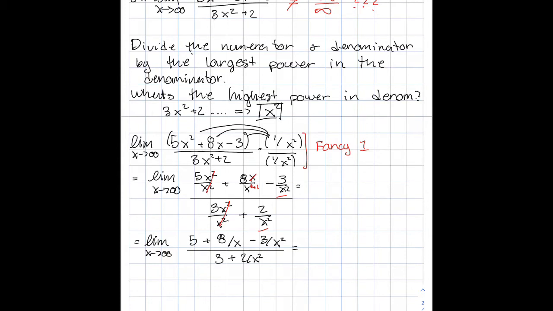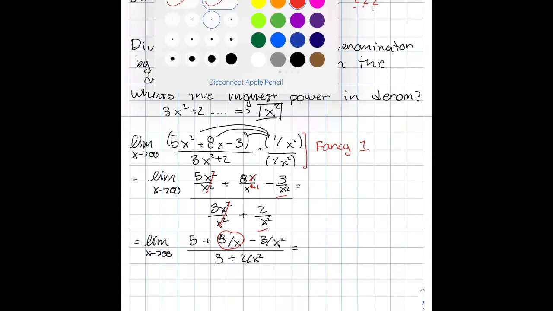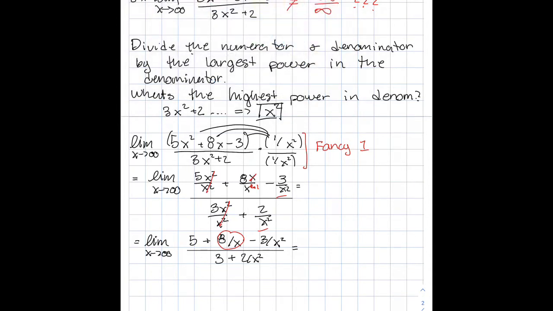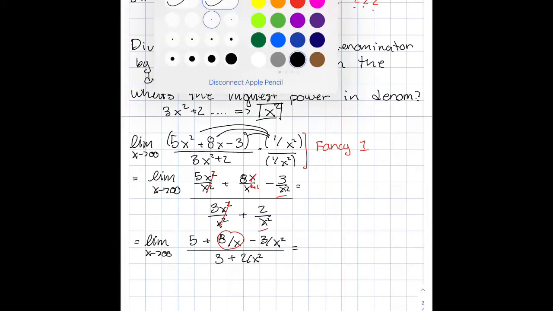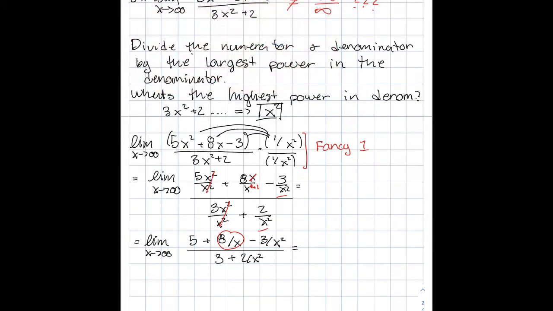I'm doing air quotes, you can't tell, but we know that as x goes to infinity, the limit of 1 over x goes to 0. So this is just 8 times that. 8 times 0 is 0. And same with this one. So we'll do it one at a time. 5 is just 5. That's going to go to 5, plus the limit.